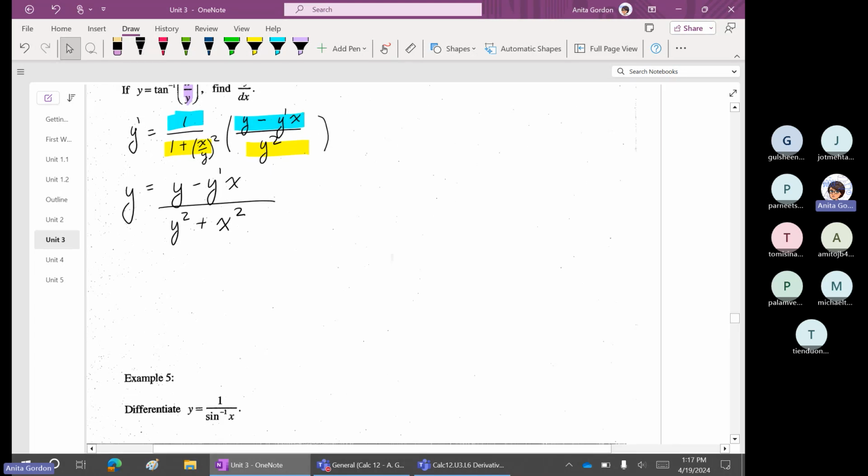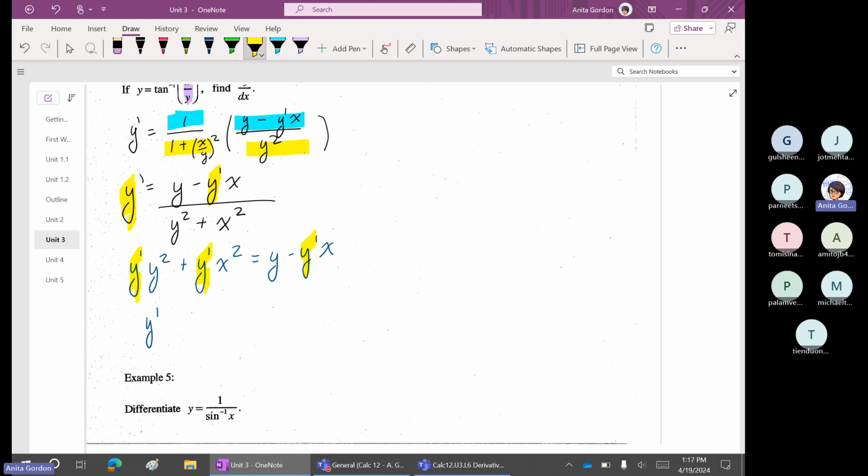Okay. So now I want to get the y primes together. Sorry, this should have been a y prime. So I'm going to multiply both sides by the denominator. Y prime y squared plus y prime x squared equals y minus y prime x. And I'm getting the y primes together, getting everything else on the other side. So y prime.